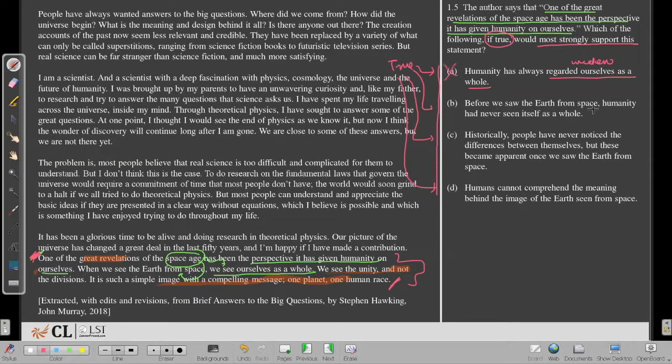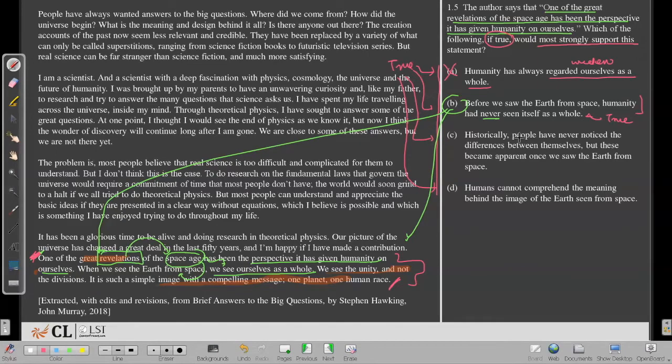Before we saw Earth from space, humanity never saw itself as a whole. Now, imagine this to be true. If it is true that before we saw Earth, humanity never saw itself as a whole, this definitely supports this particular claim. So here, never is allowed. Please understand this. We are looking at if that statement is true. Then it makes a lot of sense to say that it is a revelation. So therefore, the space age actually revealed it. So that kind of supports.